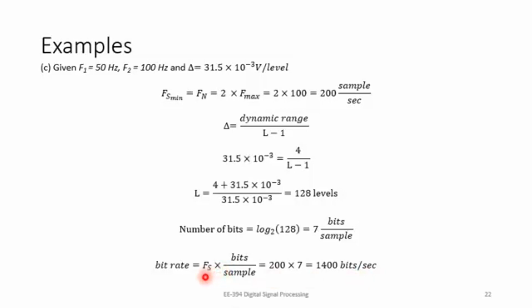So we had two options for reducing the bit rate, fs or bits per sample. We could not reduce fs, but we were able to reduce bits per sample, and thus we are successfully able to reduce the bit rate from 1600 bits per second to 1400 bits per second.